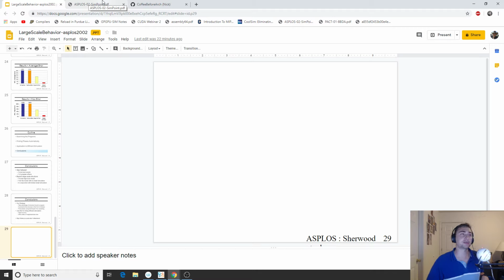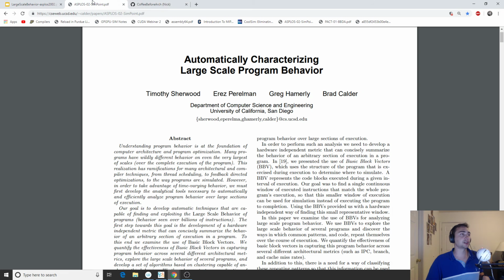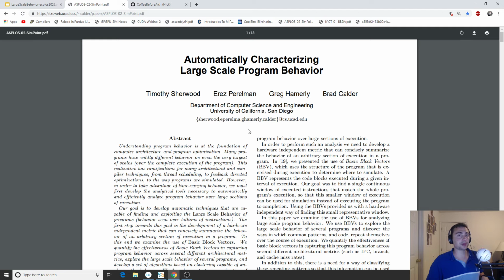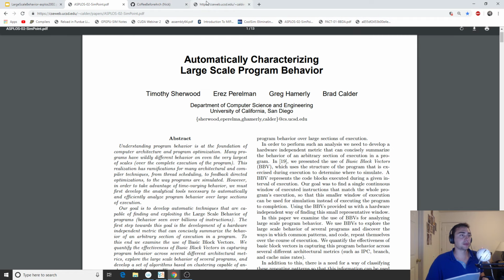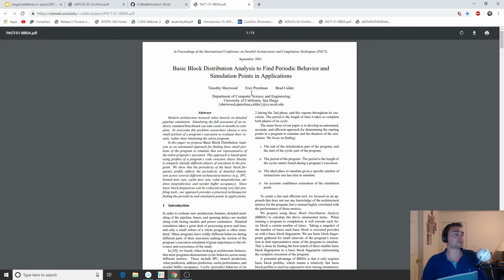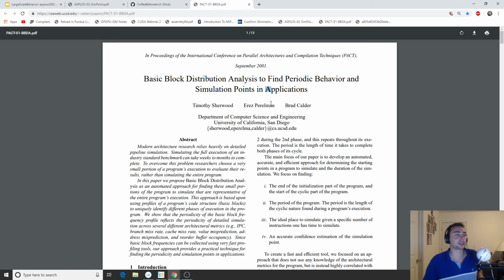I read it in a paper earlier this year. I saw it in another paper that I think was in the last ASPLOS, right? So this is that paper right here. It says automatic characterization of large-scale program behavior. And there's even these other papers here as well, right? So this is that paper that came before it, or that preceded it, which is this basic block distribution analysis to find periodic behavior and simulation points in applications.